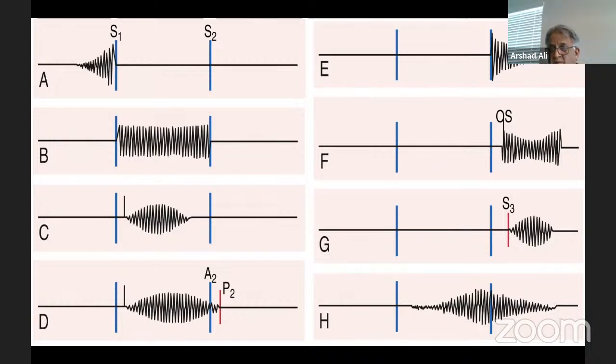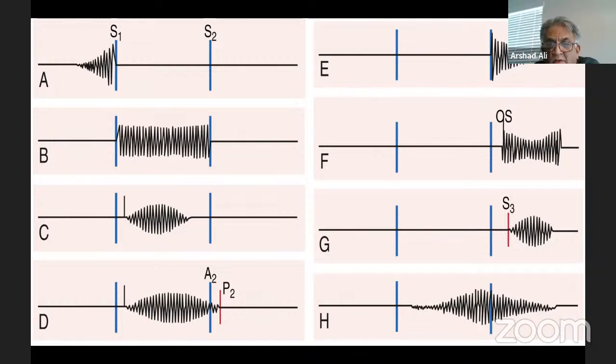And typically you can actually hear this with Austin Flint, something like that. Also, this is the S3. S3 typically occurs after the opening snap, and this is a mid-diastolic murmur. This can be the Austin Flint murmur.